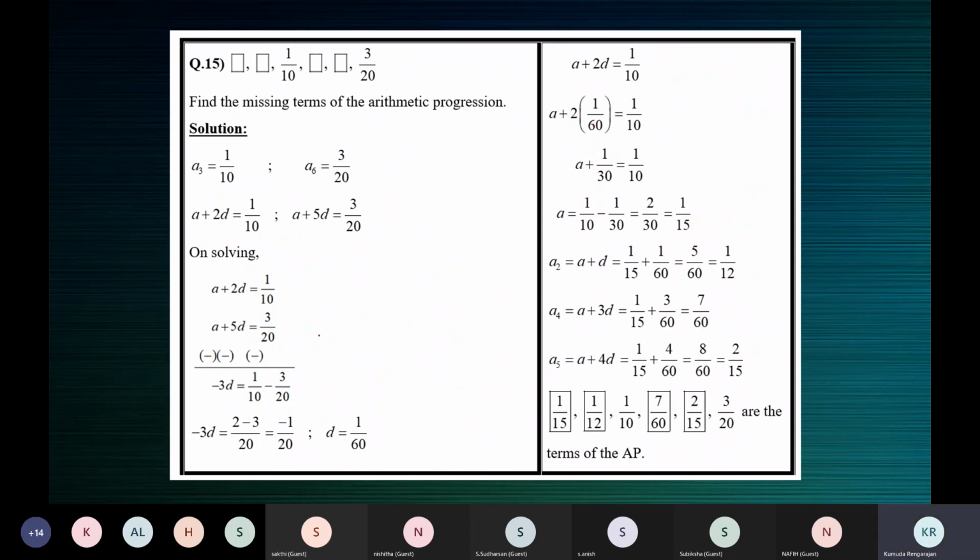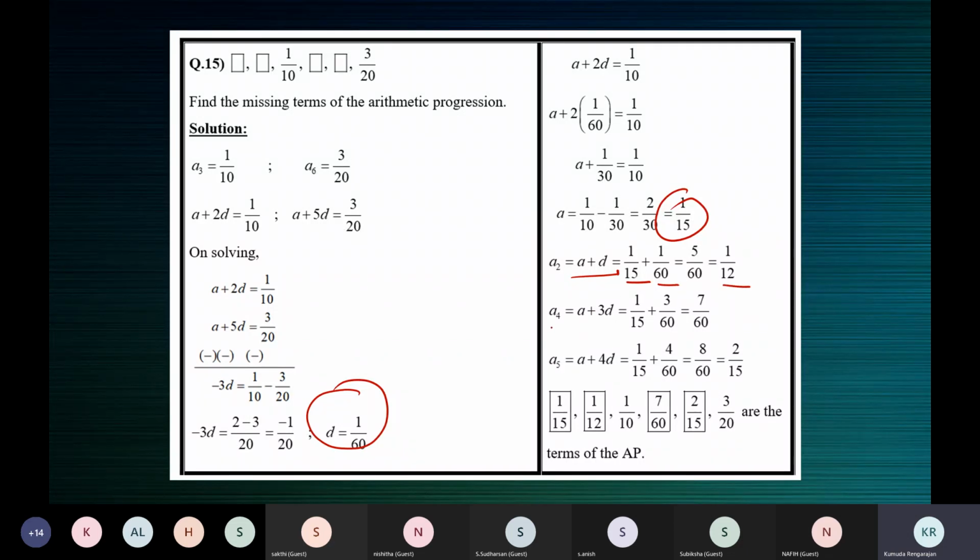So we got the value of D first, and then upon substituting, we find A is 1 by 15. Now we need to find the missing terms. A is one of the missing terms, and that is 1 by 15. The second term, A2, is A plus D. You know the value of A, you know the value of D. A plus D, LCM, and it's 1 by 12.